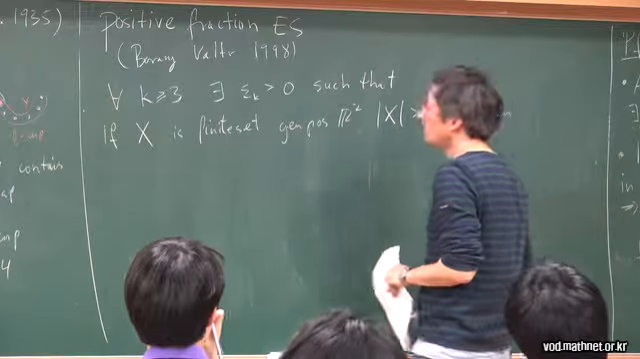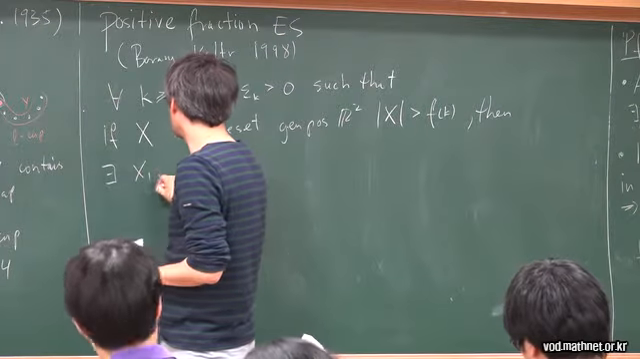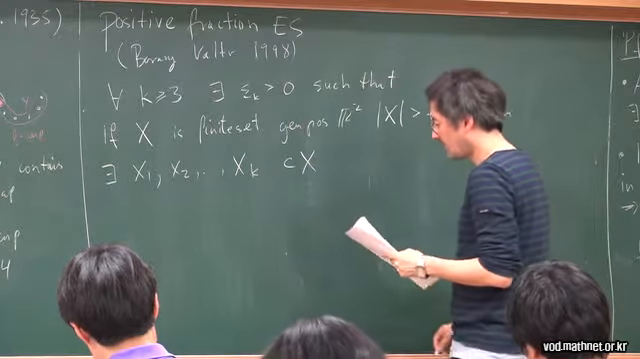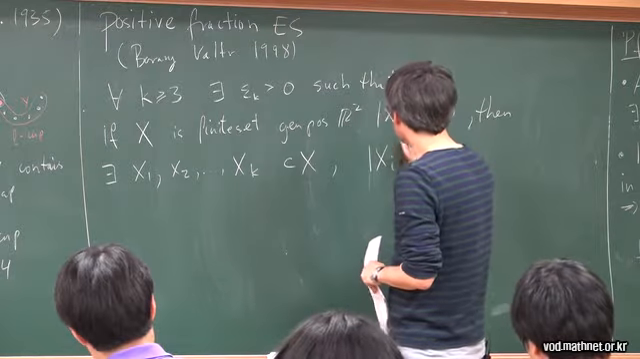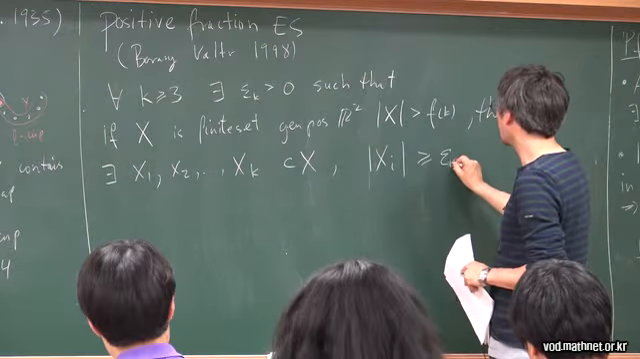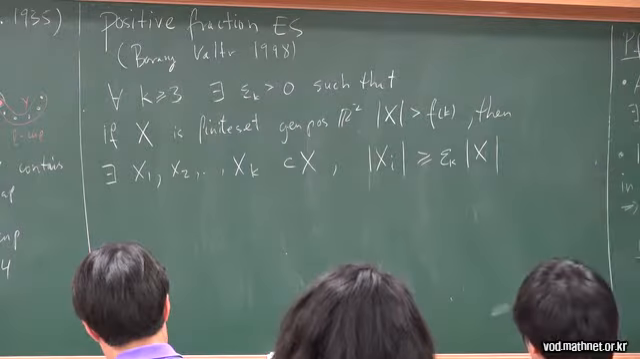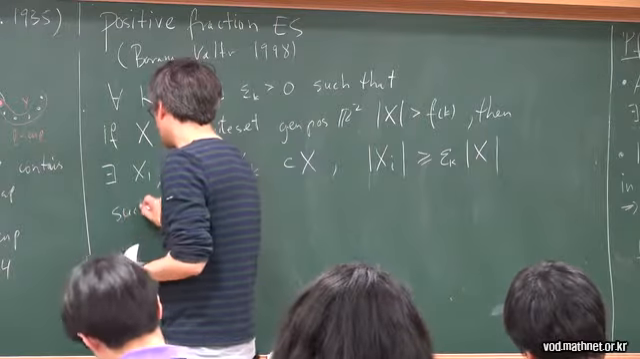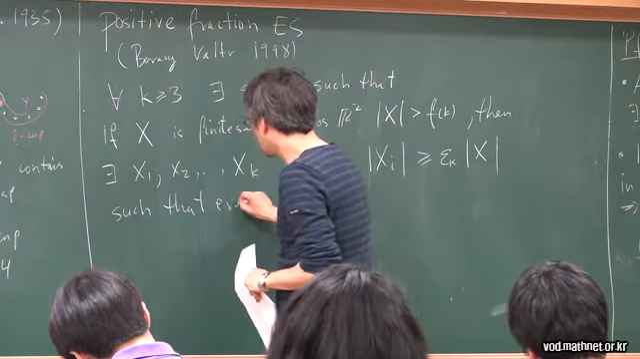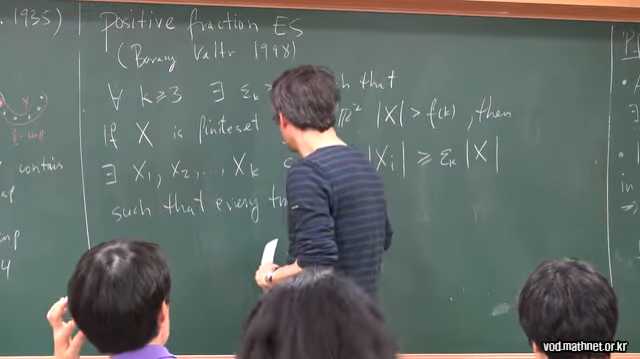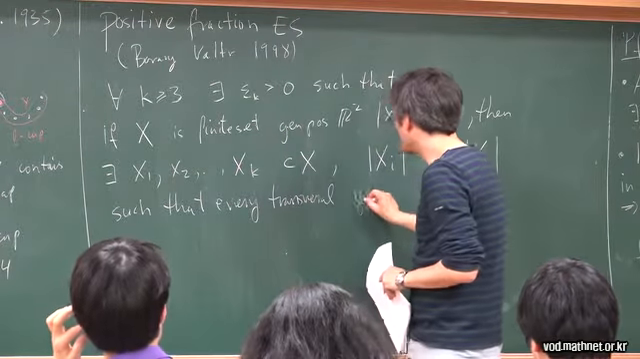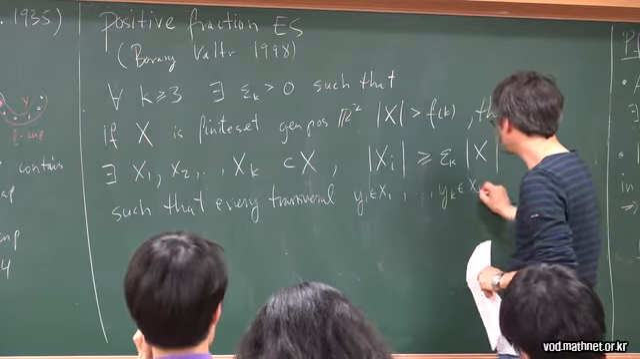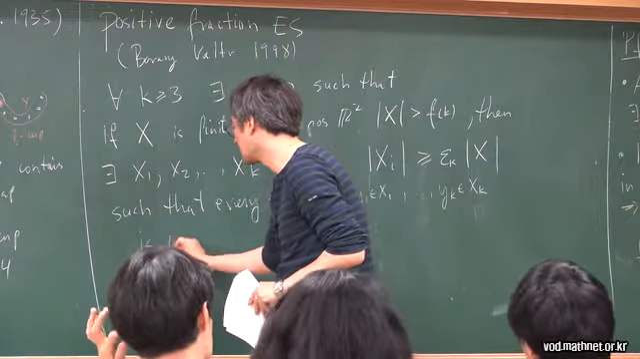Then there exist X1, X2, up to Xk, subsets of X, each of them of size at least epsilon_k times the size of X. So each of them contains a positive fraction of the whole point set. Such that every transversal, which means y1 in X1, up to yk in Xk, is in convex position.